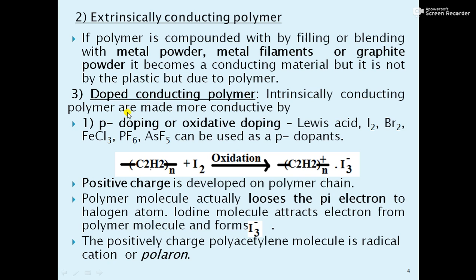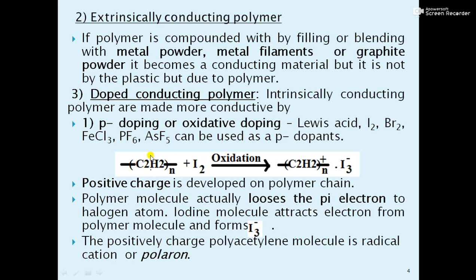This doping can be done in two ways, p-doping and n-doping. P-doping is also known as oxidative doping. This p-doping or oxidative doping includes the doping of intrinsically conducting polymer with a Lewis acid. Either we can add iodine, bromine, FeCl3, PF6, arsenic pentafluoride. These are examples of p-dopants. Oxidation means removal of electrons takes place on the polymer and positive charge is developed on the polymeric chain.